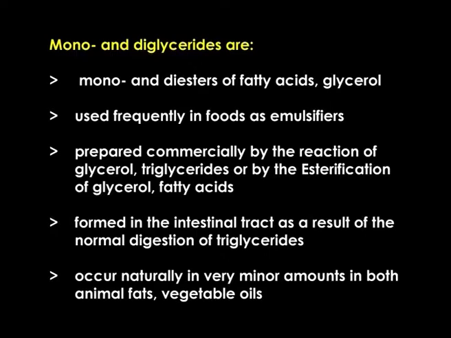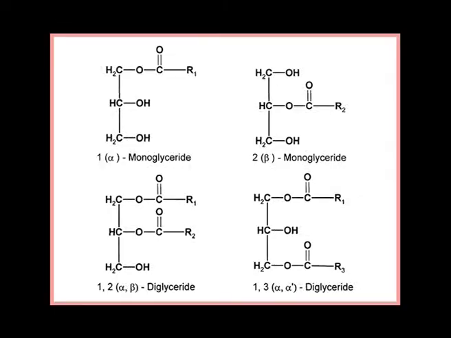Mono and diglycerides are formed in the intestinal tract as a result of the normal digestion of triglycerides. They occur naturally in very minor amounts in both animal fats and vegetable oils. Oil composed mainly of diglycerides has also been used as a replacement for oil composed of triglycerides.